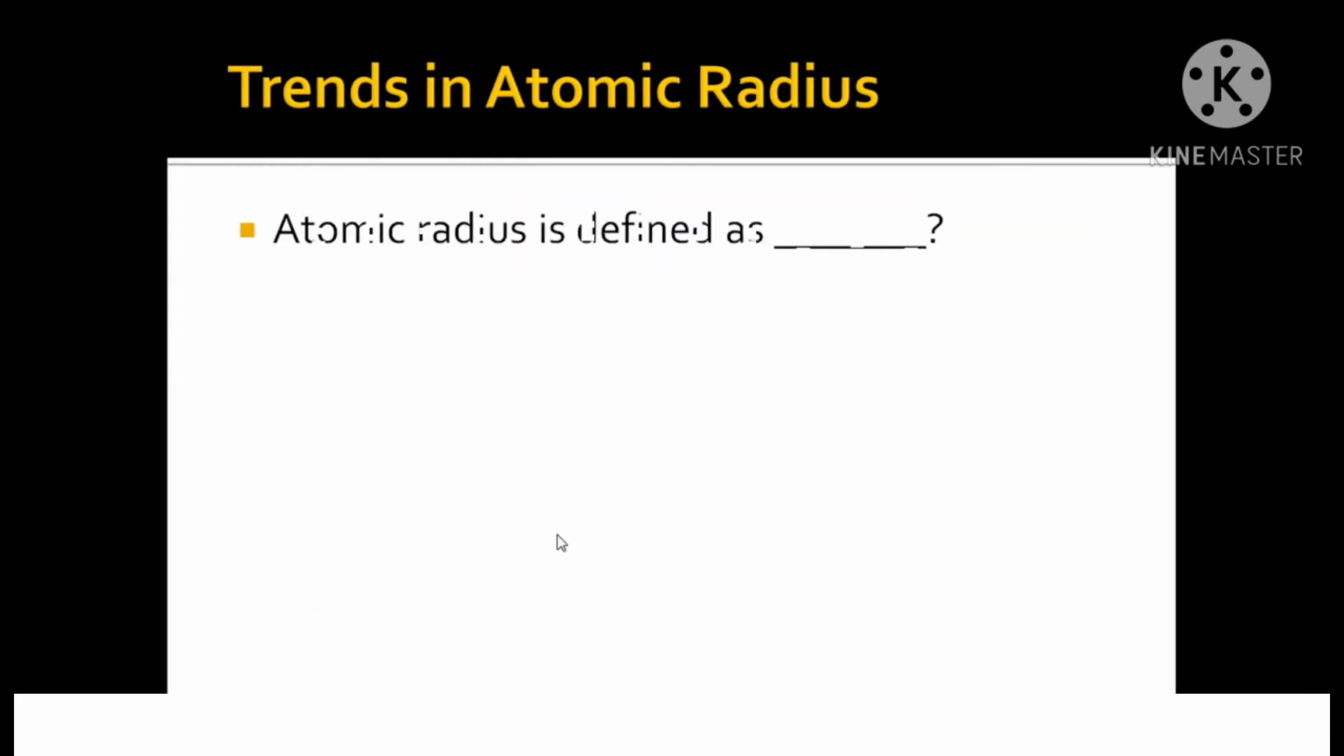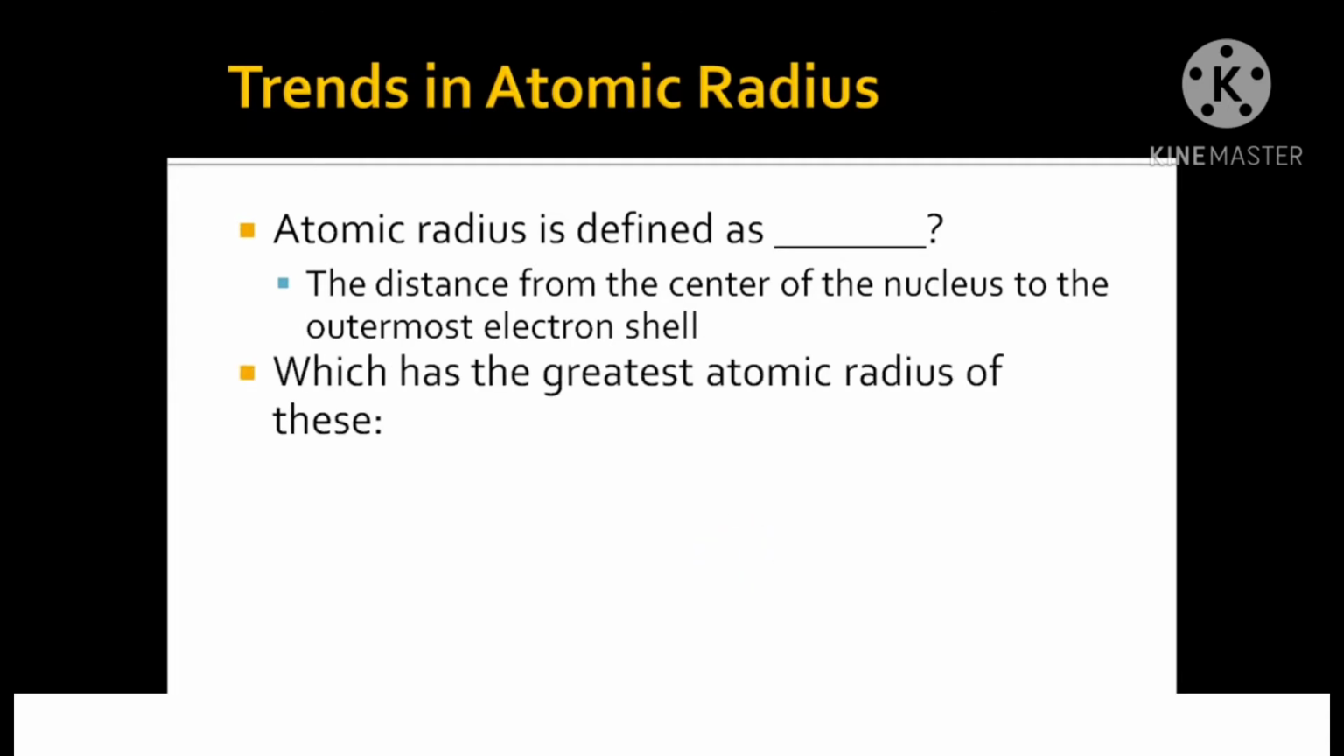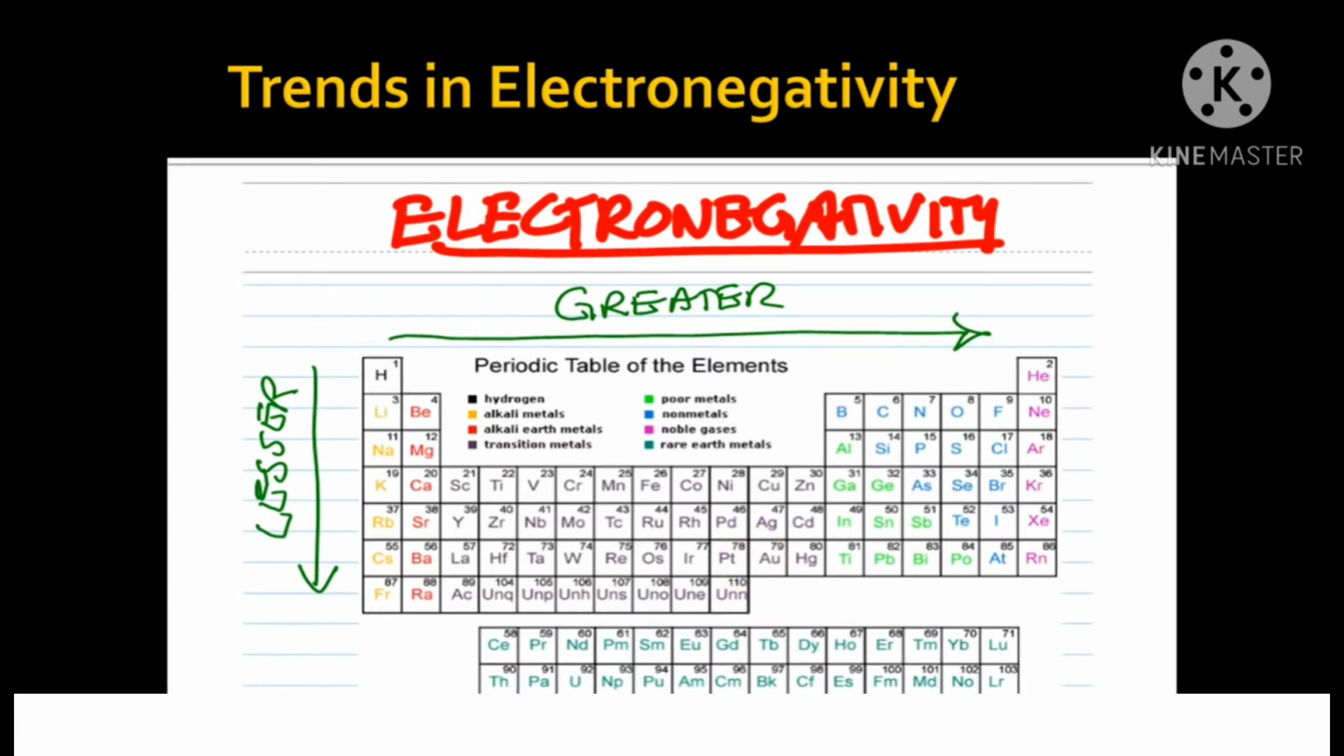And what else can we say? First of all, what the heck is atomic radius anyway? How do we define it? Well, I define it as the distance from the center of the nucleus to the outermost electron shell, which would be the valence shell. Which has the greatest atomic radius of these: lithium, potassium, neon, phosphorus, aluminum, sulfur? Okay, the answer is potassium, and which has the smallest atomic radius? And that's neon.